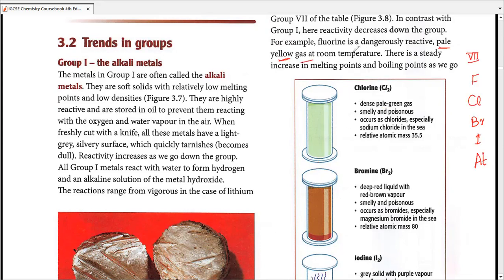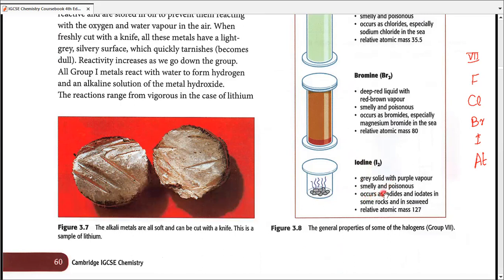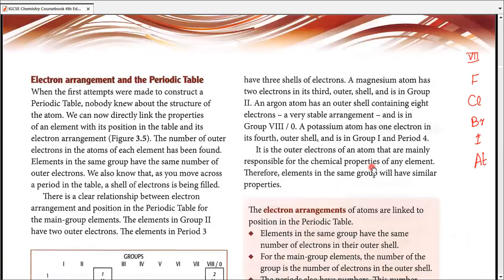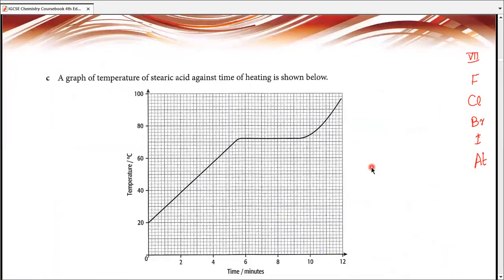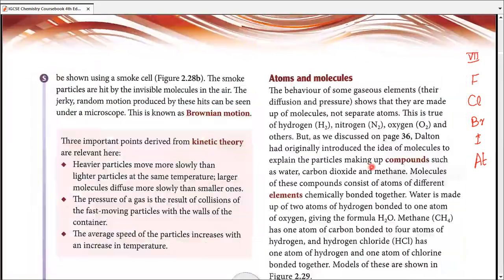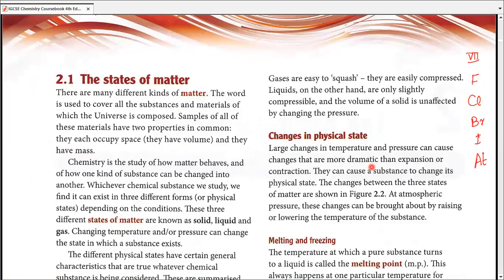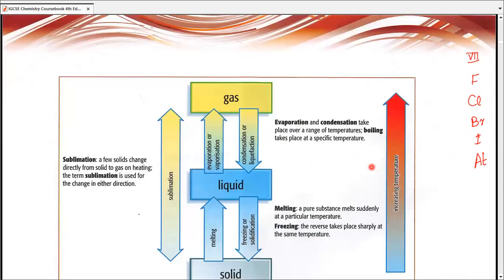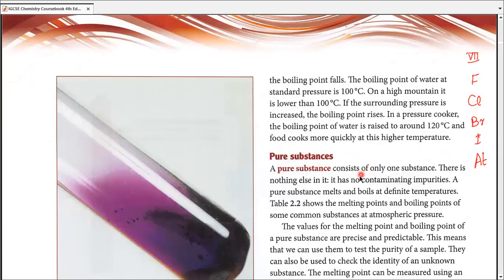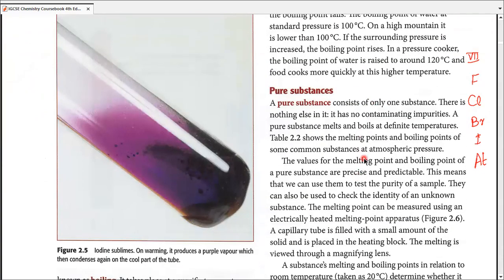Okay, in the case of iodine, I erased the wrong stuff. Okay, in case of iodine, it's a gray solid with purple vapors. Now, I hope you remember that we saw the diagram for purple vapors back in chapter number 2. So I'm quickly going to move over there. At the very start of chapter 2, we have the diagram, iodine.